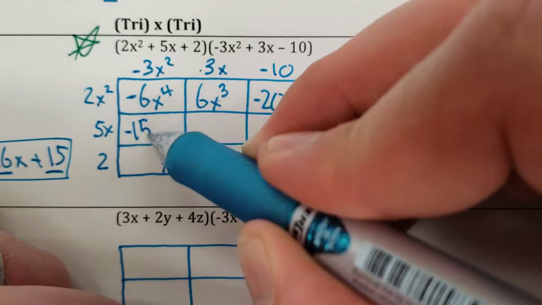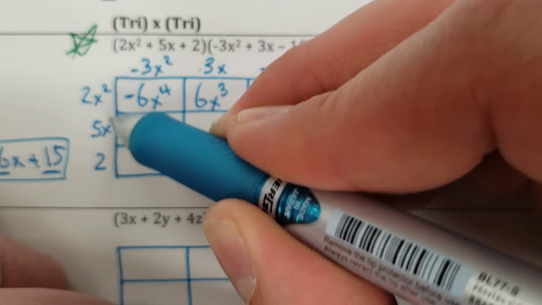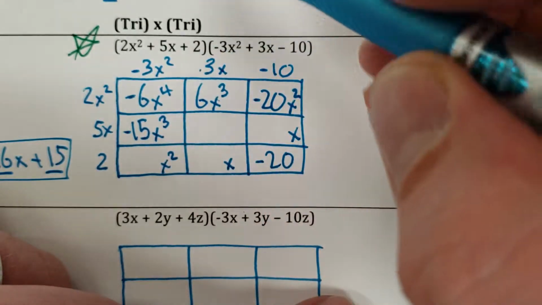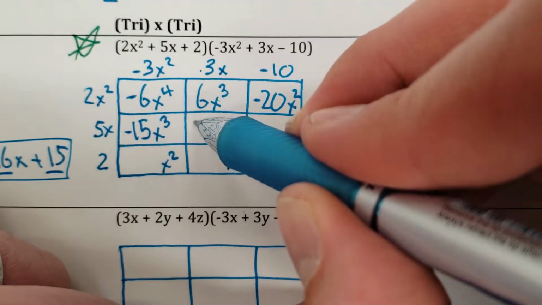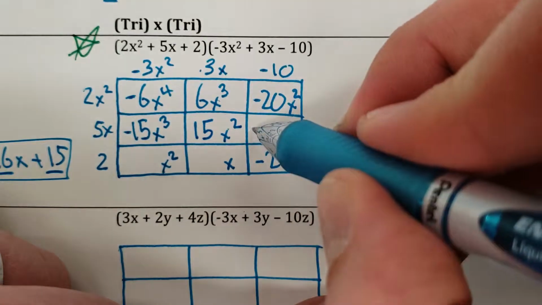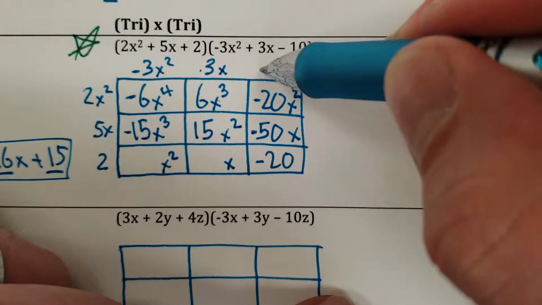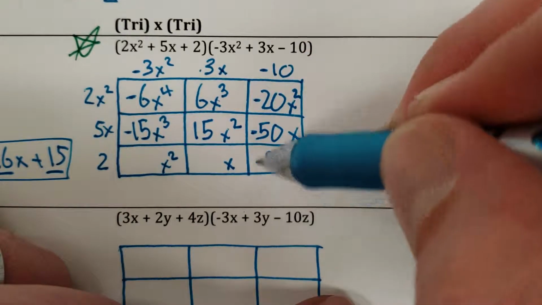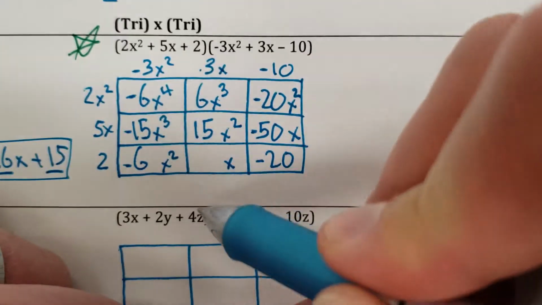Negative 15x cubed, 5 times negative 3. x1, x2 would be an x3. X times x would be an x squared. 5 times 3 is positive 15. Okay. Negative 10 times a negative 5 is a negative 50. Notice also, negative 10, all my answers are negative all the way through. I wonder if these are going to be, yeah, they are. Negative all the way through.